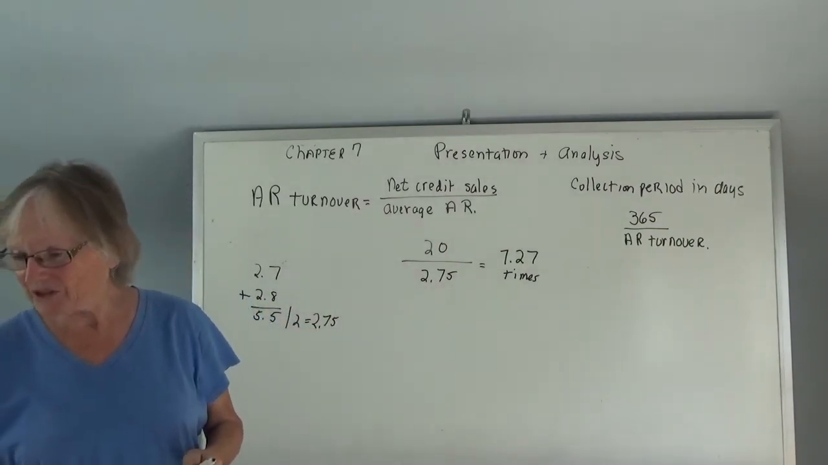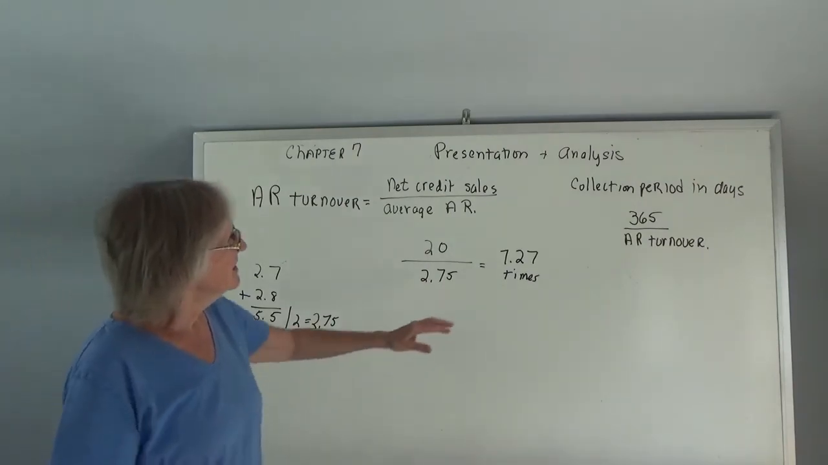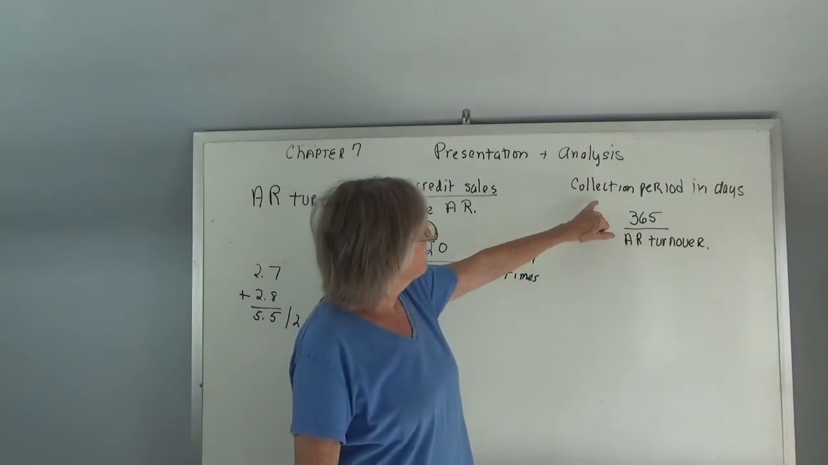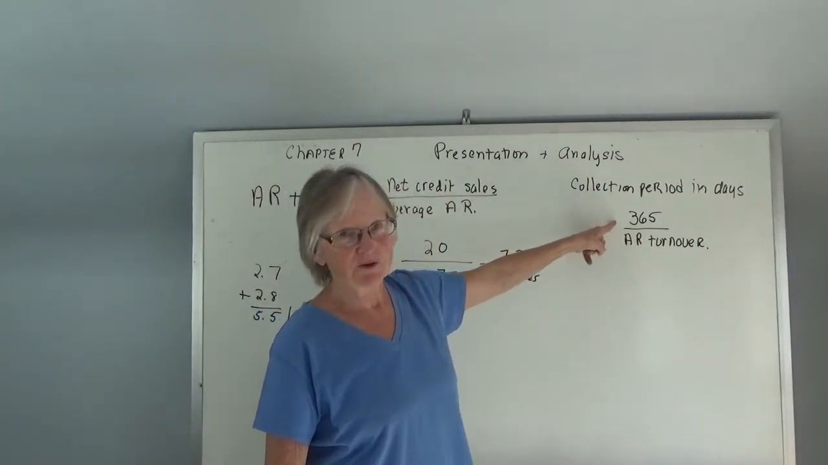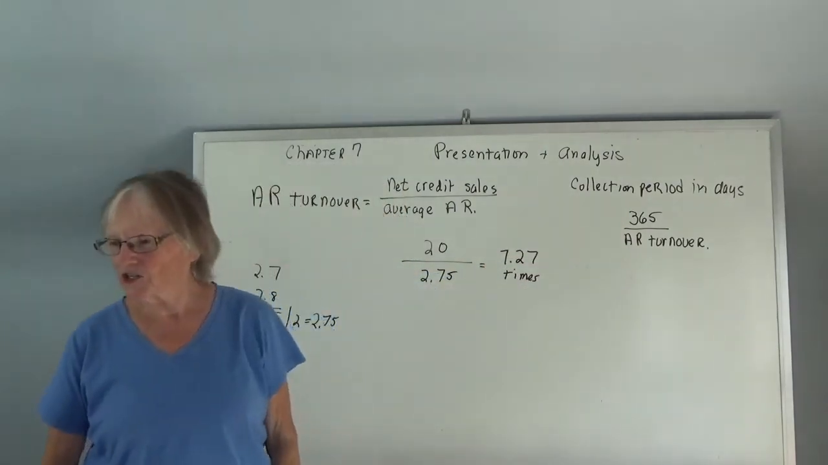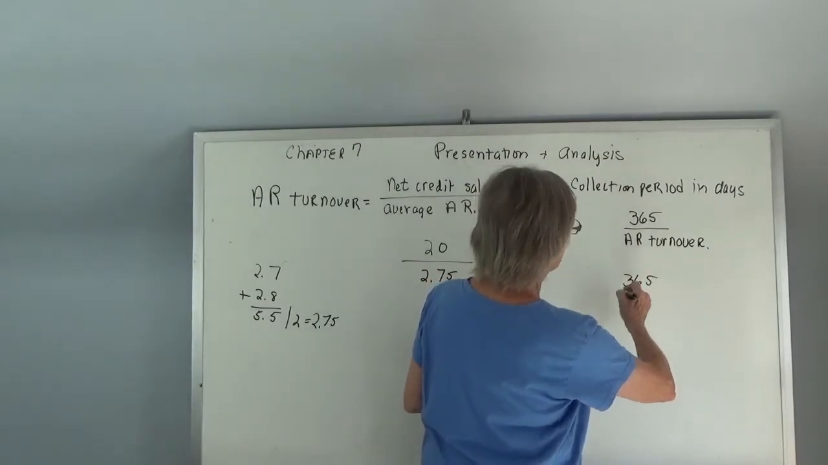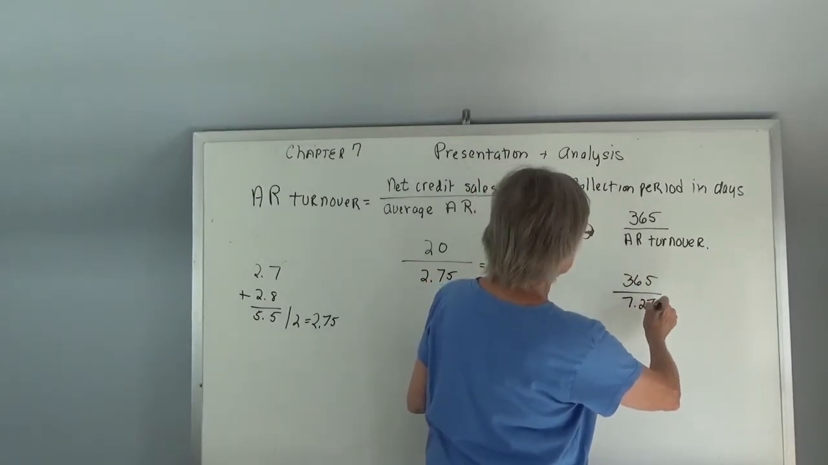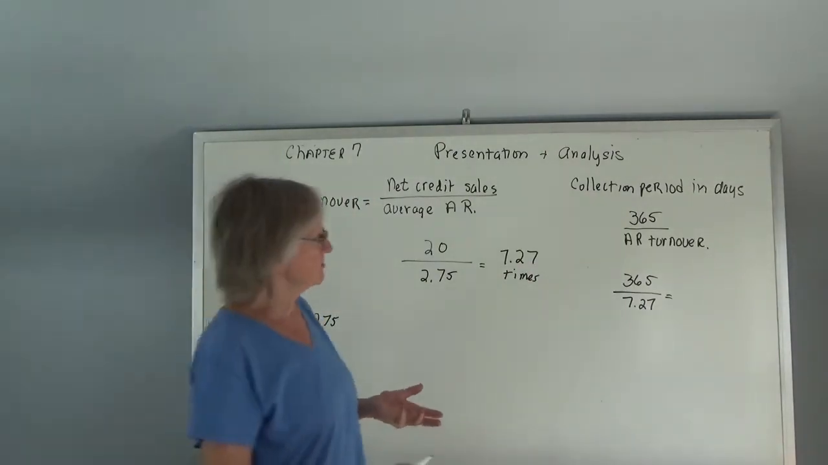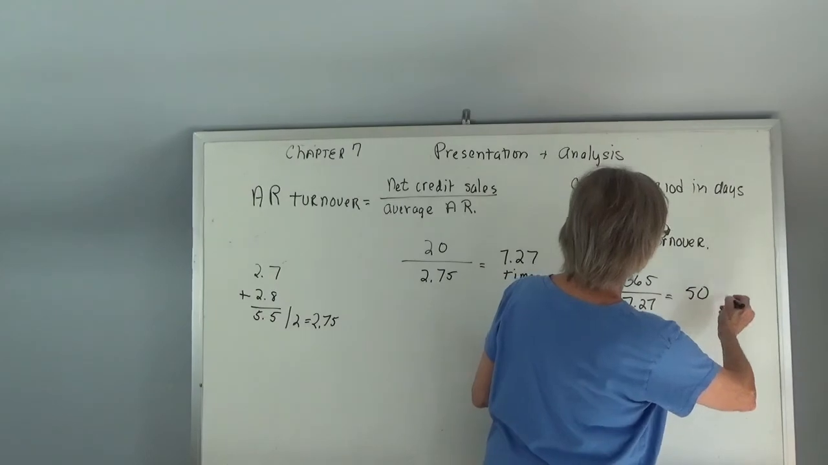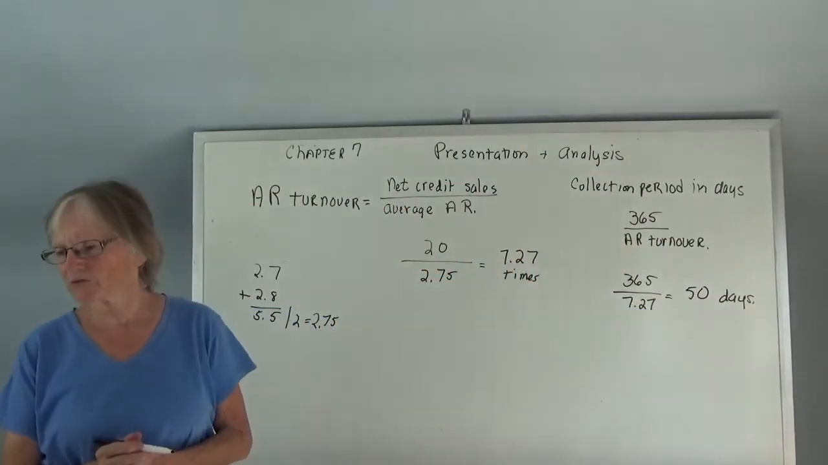One way to help think about this, and at this point you want to be trying to think about, well, what does this really mean? It helps me to figure these things out to do the collection period in days. And that's just, you take the number of days in the year and divide it by your turnover ratio. So if we take the 365 and divide it by 7.27, how many days do we get on average? It's about 50 days. We're collecting our receivables on average every 50 days.